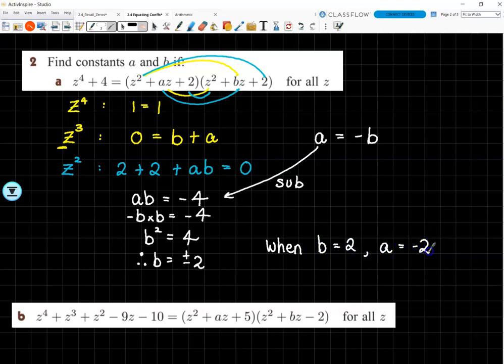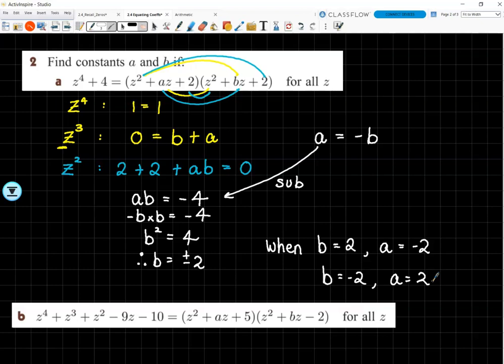That's simple. And why is that? Because a equals minus b. And when b equals minus 2, then of course a will be positive 2. Me being me, knowing that I make errors sometimes, I would make sure that that is the right solution by finishing off and finding the coefficient of z and making sure that these answers make that true.